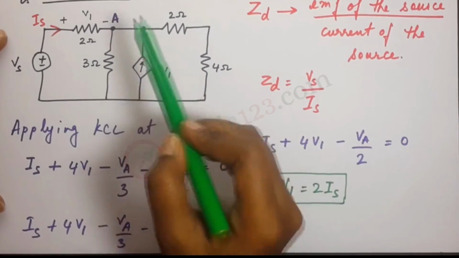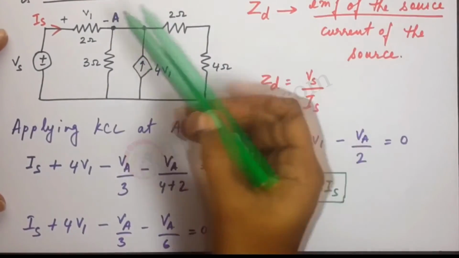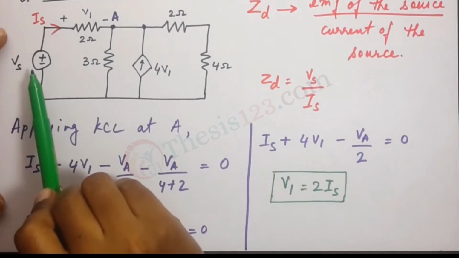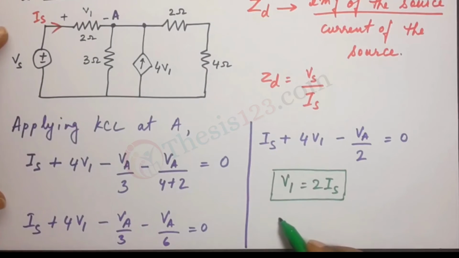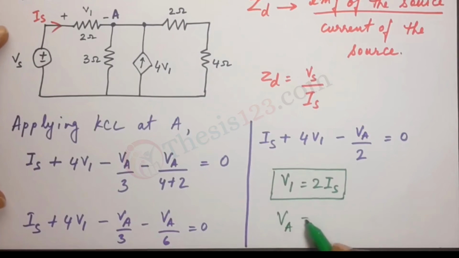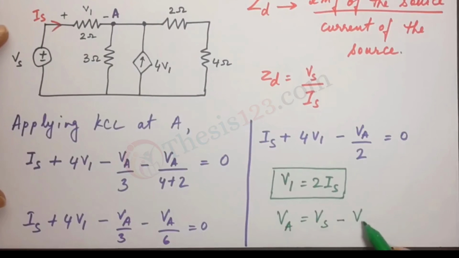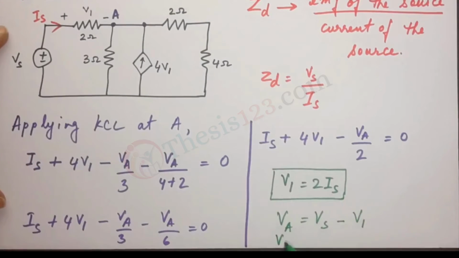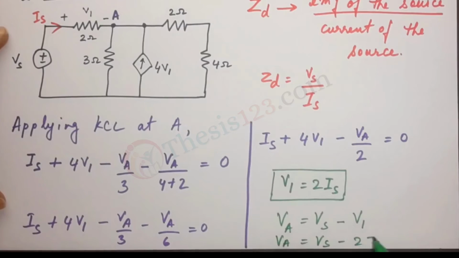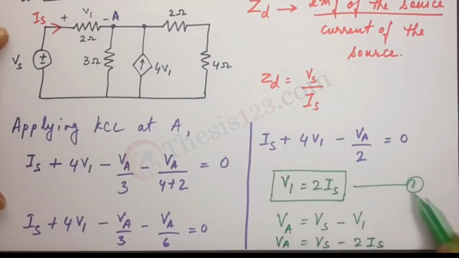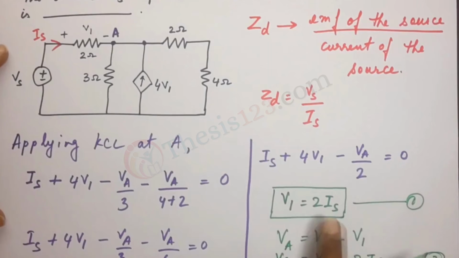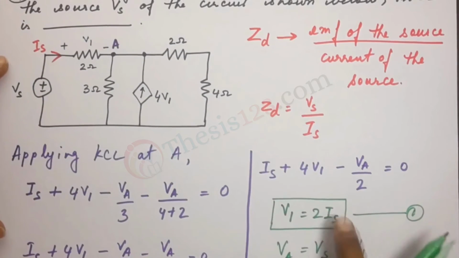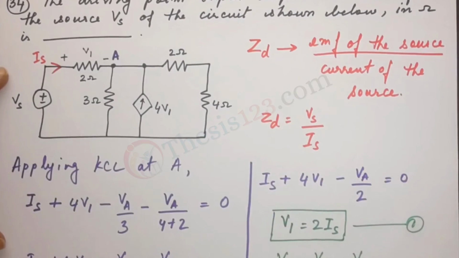So VA, just the voltages. We'll look at just the voltages. So we have VA is equal to Vs minus V1, if we were to look at just this portion over here. So that gives us our second relation. VA is equal to Vs minus V1. Now V1 is 2Is. So that gives us VA is equal to Vs minus 2Is. Let's call this 1, let's call this 2. So now we have two relations. We have VA and we have V1. So let's substitute both 1 and 2 into this equation here.